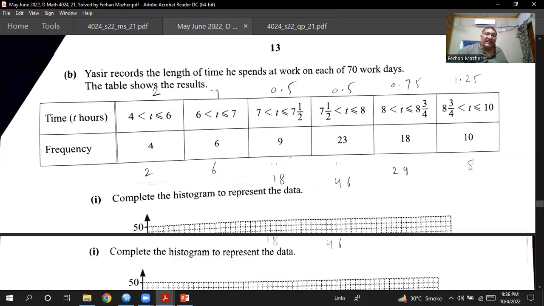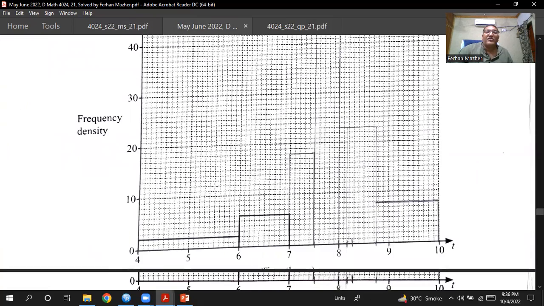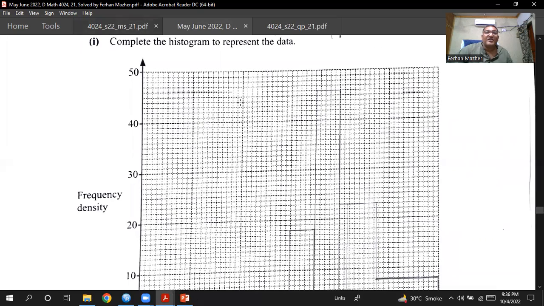Divide the frequency by the class width, and you will get the frequency density. So now on this, we will try to make that histogram.